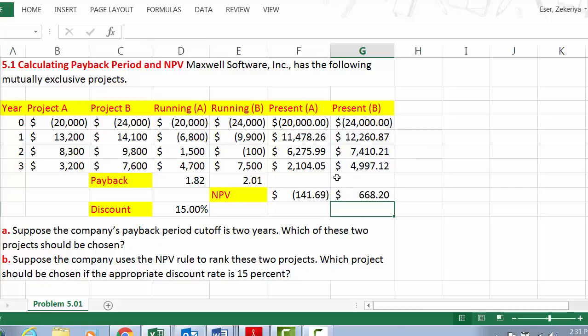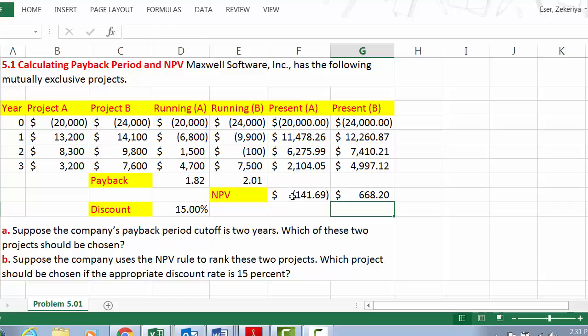Again, this time project A is not acceptable even by itself because the NPV rule says you do not select projects that have negative net present value, and project B has a positive net present value. So even by itself, we would have accepted that project. But since we're ranking 2 mutually exclusive projects, even if project A had a slightly positive net present value, we still would have picked project B.